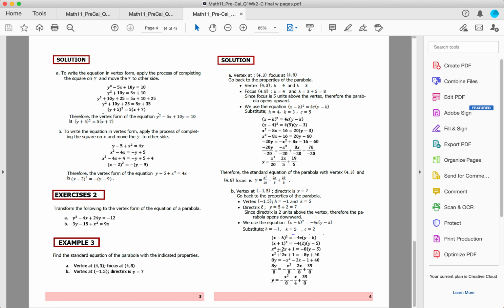And then we expand the square, expand the binomial, it becomes this, and simplify further, you get this equation. This is the standard equation. This is the vertex form. Okay?